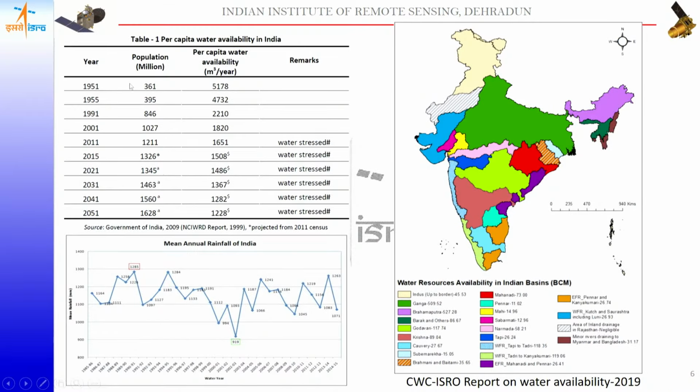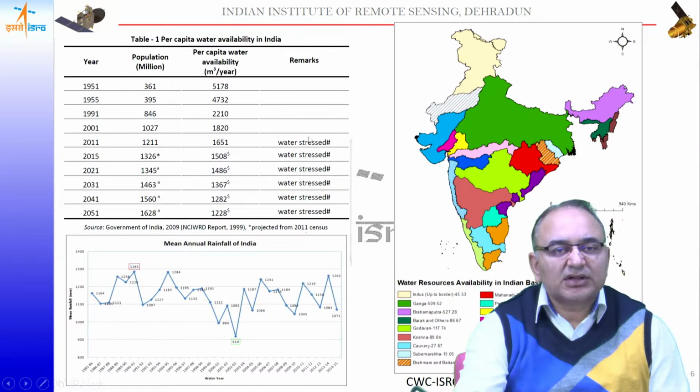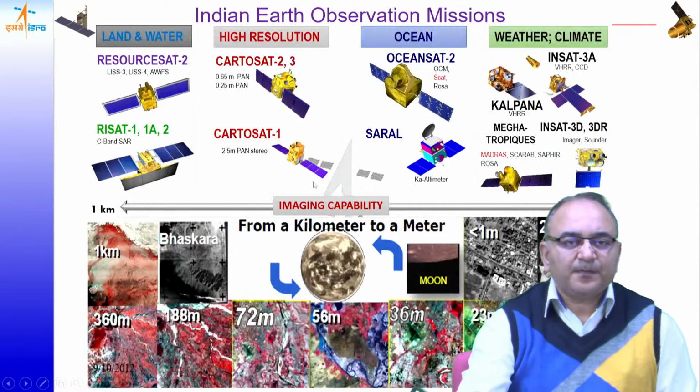So from 1951 till 2051, this is the per capita water availability. Earlier, because water was the same and only population is increasing. From 2011 onwards, we are seeing in our country some of the regions, especially central and western India, coming under water stress conditions.